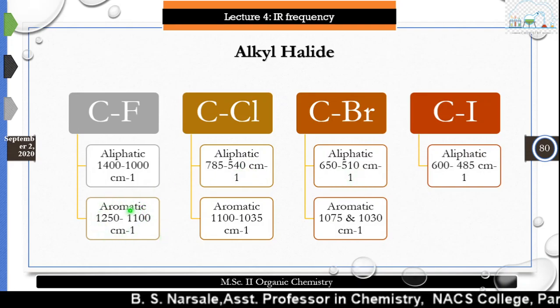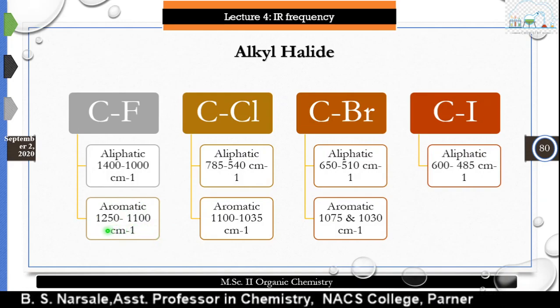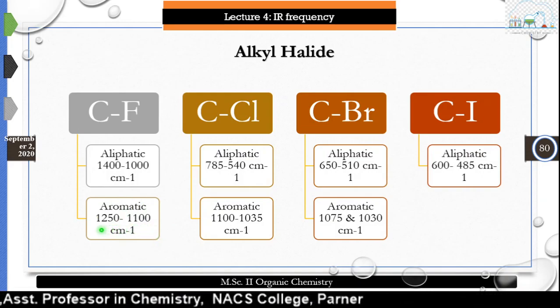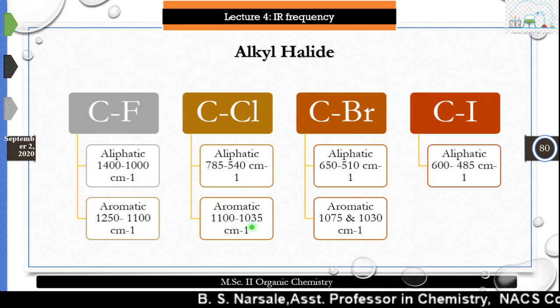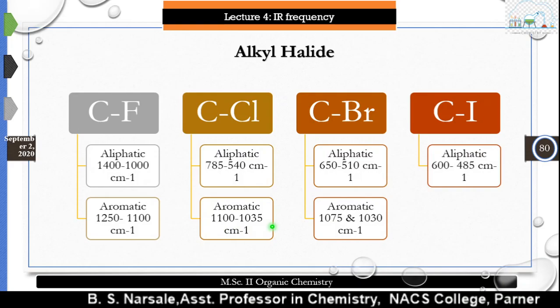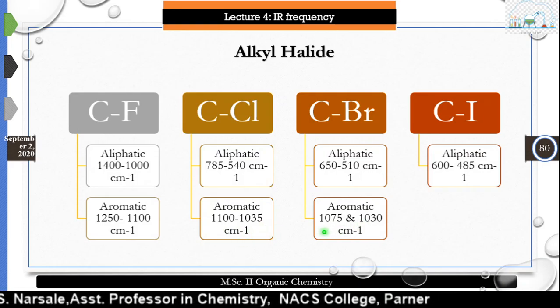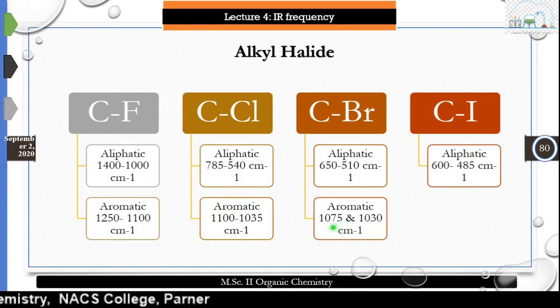If you look at the aromatic regions, it is again higher for the C-F, carbon attached to fluorine, due to the higher electronegativity, with absorption at 1250 to 1000 centimeter inverse, and aromatic chlorine at 1100 to 1035, and bromine specifically absorbs two bands at 1075 and 1030 centimeter inverse.